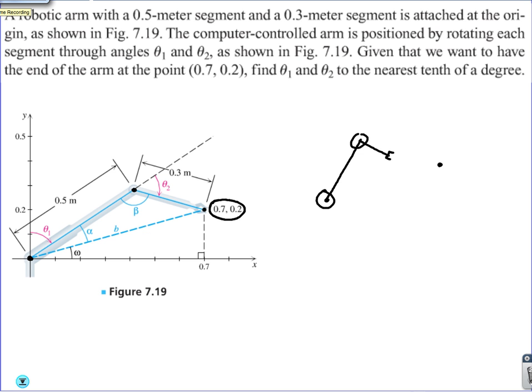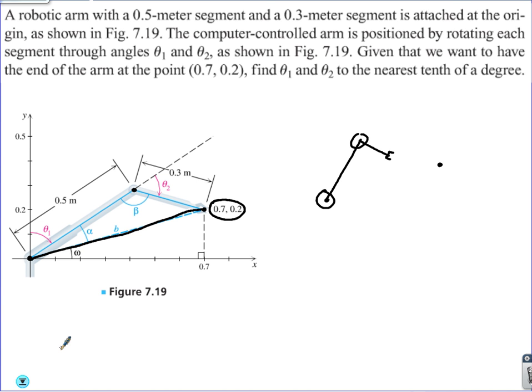Let's go ahead and not just find the angles they're asking us for. Let's go ahead and pretty much solve this thing. Let's find all of our different angles. The way we're going to do that, let's see, how much information do we have? We do have this distance, whether we know it or not. This is the point 0.7, 0.2. How can we find this side length? How can we find side length B?